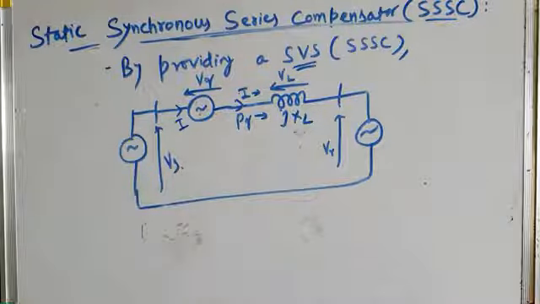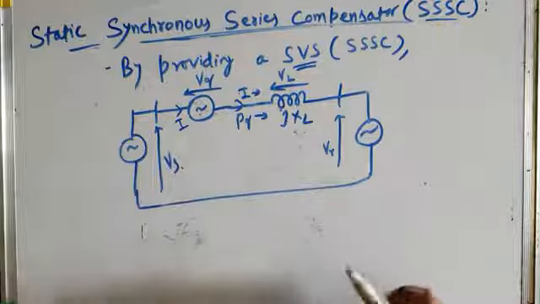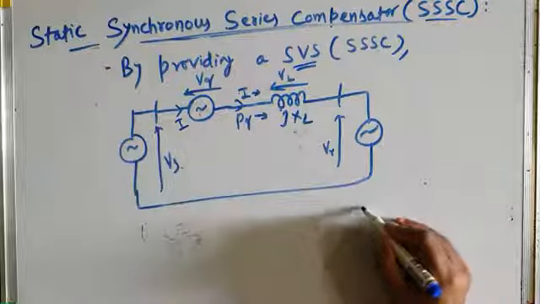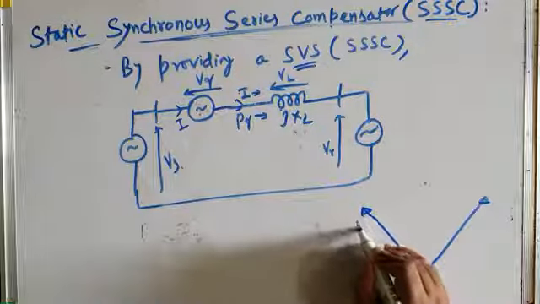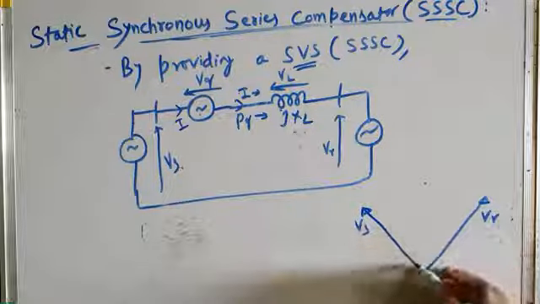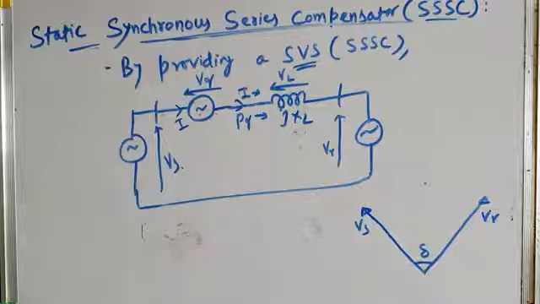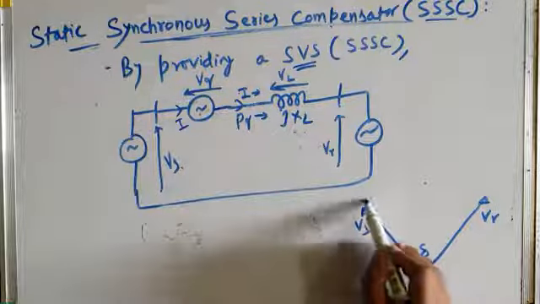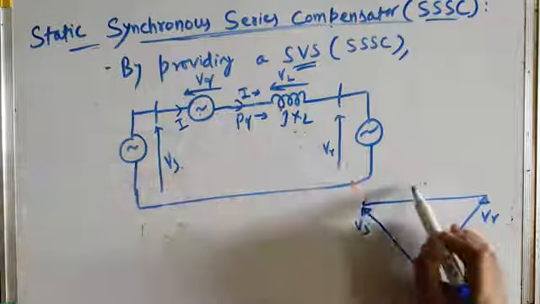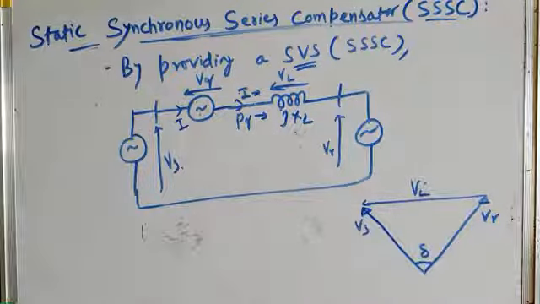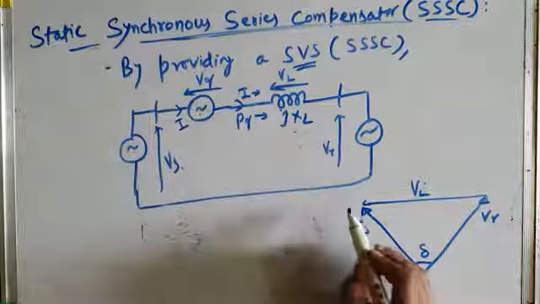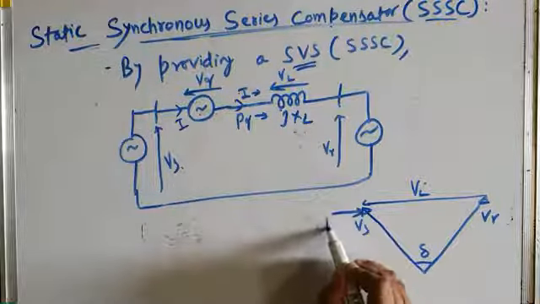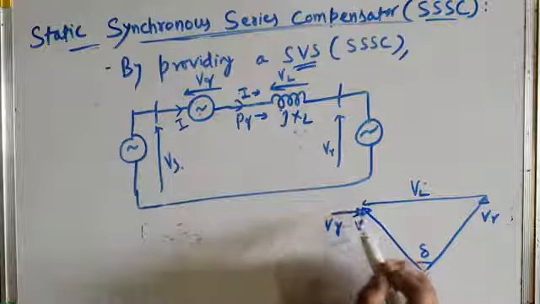From the point of view of phasor diagram, or from the point of view of effective voltage across the transmission line, it is like this. So for example, this is sending end voltage Vs, this is receiving end voltage Vr, this is the transmission angle delta. And we already know that, for uncompensated line, the voltage across line reactance is VL. But since you are using the SSSC converter, and this SSSC converter injects a voltage VQ in series with the transmission line, this is the injected voltage.